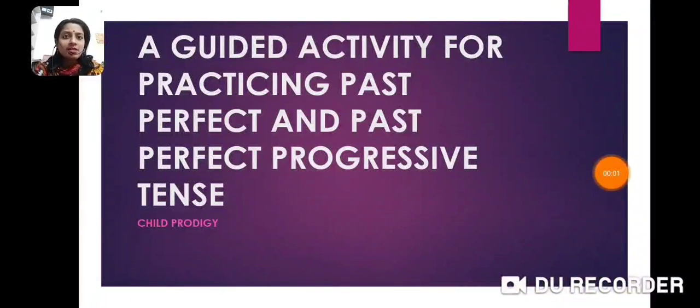Hello and welcome back. Today we are going to do a guided activity for practicing past perfect and past perfect progressive tense. And the topic is child prodigy. It is going to be fun.